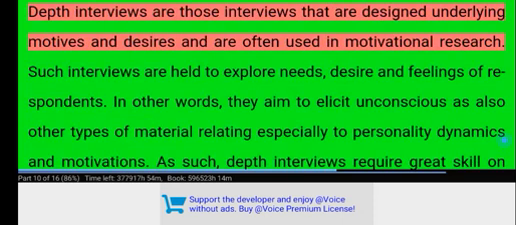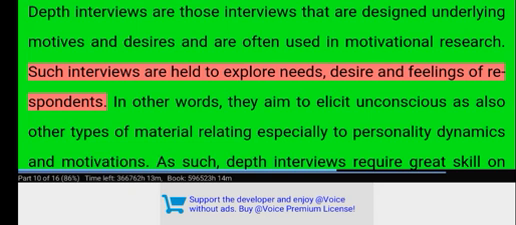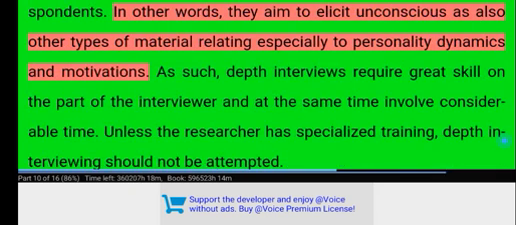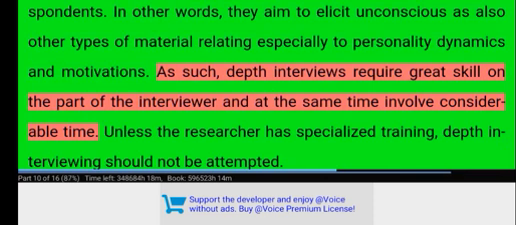Depth interviews. Depth interviews are those interviews that are designed to elicit underlying motives and desires and are often used in motivational research. Such interviews are held to explore needs, desires and feelings of respondents. In other words, they aim to elicit unconscious as also other types of material relating especially to personality dynamics and motivations. As such, depth interviews require great skill on the part of the interviewer and at the same time involve considerable time.